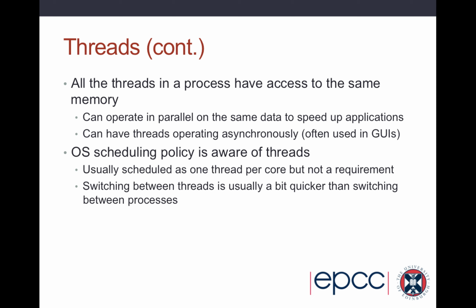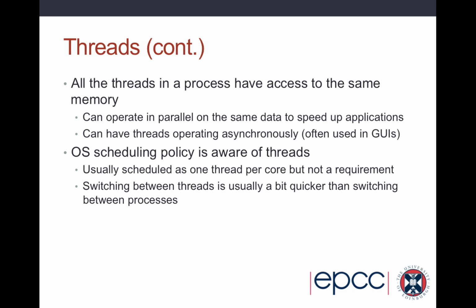Okay, and the operating system is also aware of threads and can schedule them in the same way as it can processes. But the switching between threads is usually a bit quicker than switching between processes, and usually you only schedule one thread per core, but that doesn't have to be true.